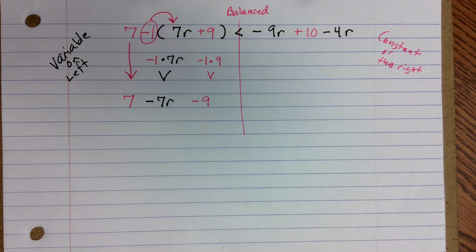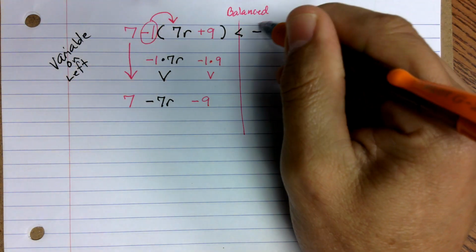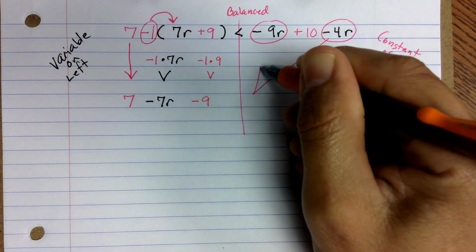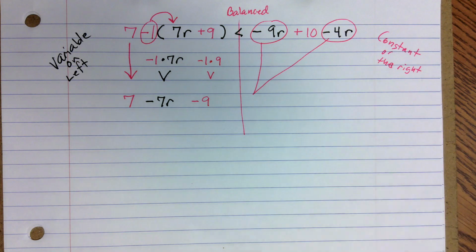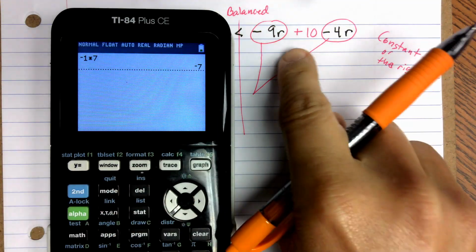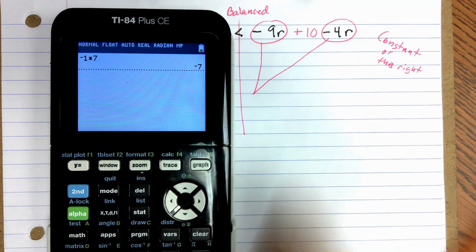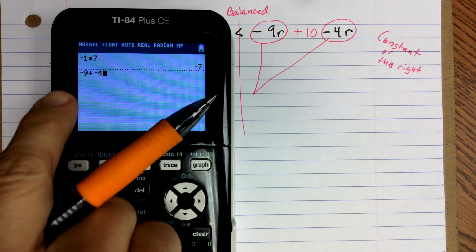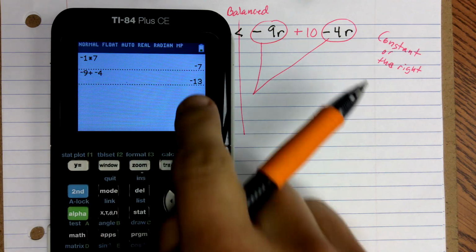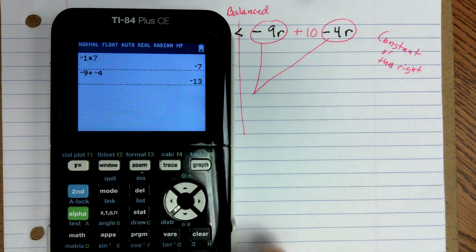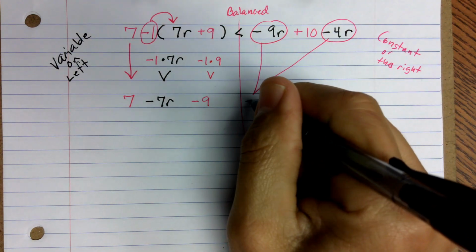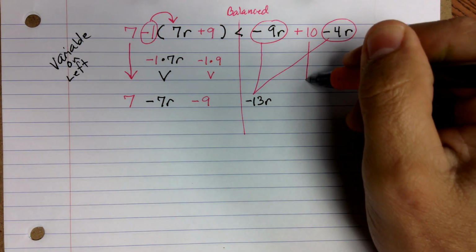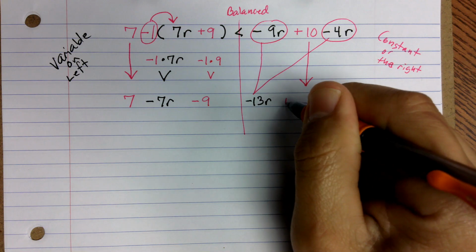On the right side of the inequality, I have a negative 9r and a negative 4r. I can put those together. The arrow just represents that those are going to be combined. The way I do that is I simply add them. Anytime I'm combining something, I'm adding it. So I have negative 9 plus negative 4, and you can put it in your calculator just like that. Negative 9 plus negative 4 gives me negative 13. So now, for the r values, I have negative 13r. Notice the 10, we hadn't done anything with it yet. I'm simply going to bring it down, plus 10.